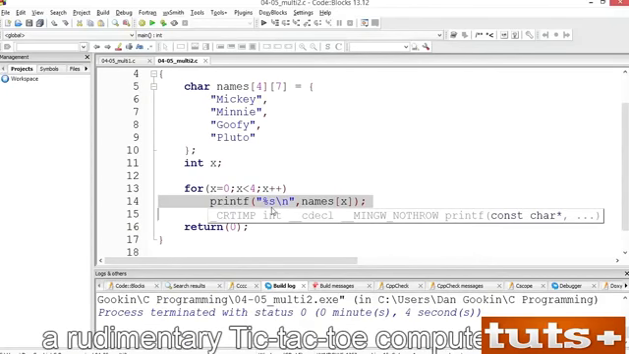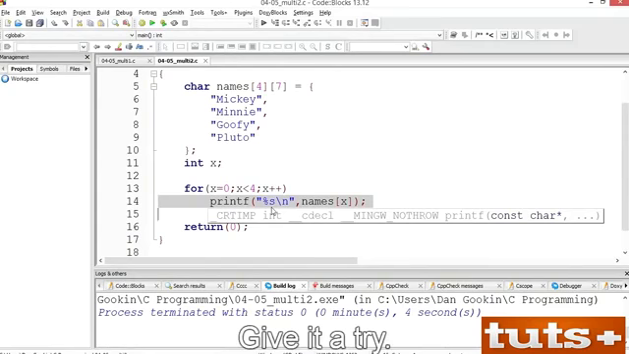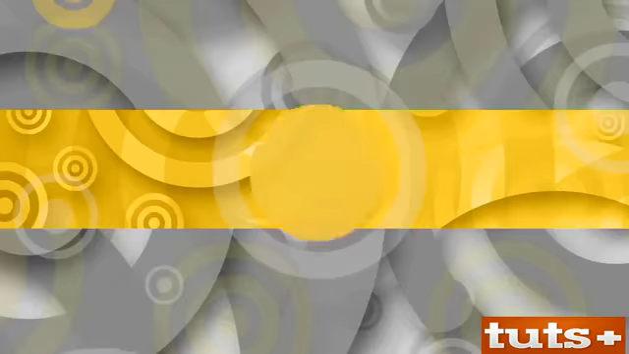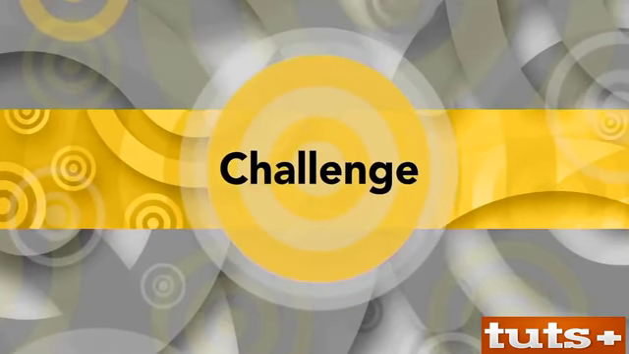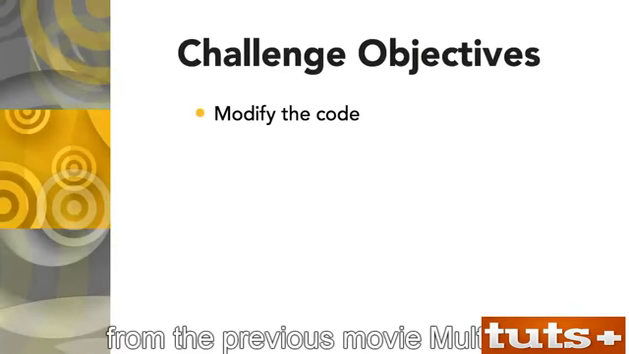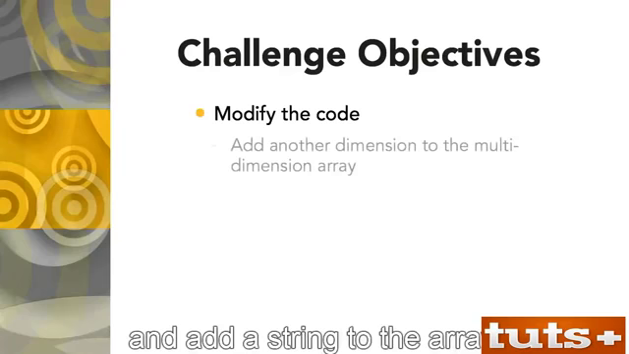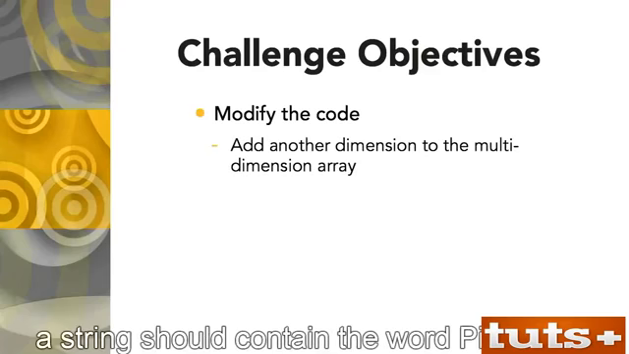Here's your challenge. You need to modify the code from the previous movie, multi-2, and add a string to the array. Add another string. In this case, the string should contain the word Pinocchio, P-I-N-O-C-C-H-I-O. This should take you about 5 minutes to complete.